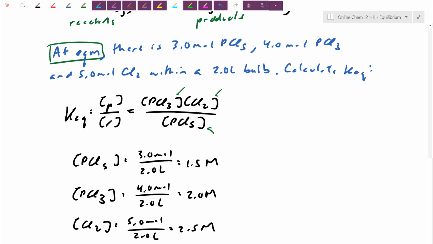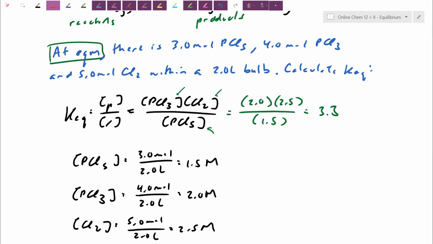Since I know the concentrations and we're guaranteed we're at equilibrium, we can just plug this into the problem. We can say that the PCl3, well, that's 2 molar. And then we have our Cl2, well, that's 2.5 molar. Divided by PCl5, which is 1.5. This is just going to give us a numerical value. 2 times 2.5 divided by 1.5. This is giving us, to our sig figs here, 3.3.